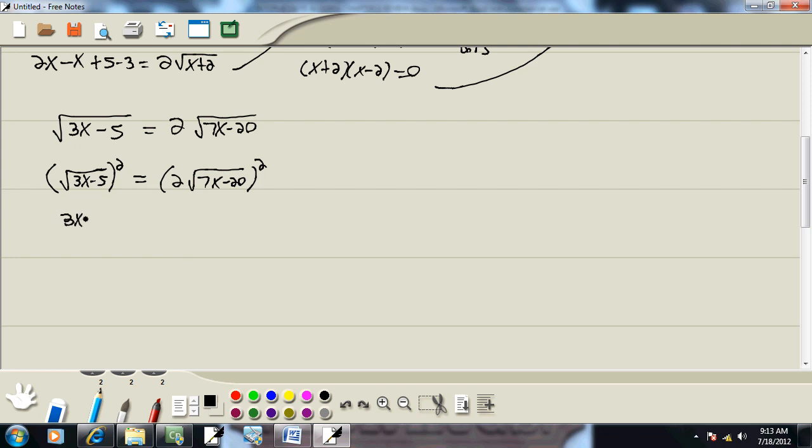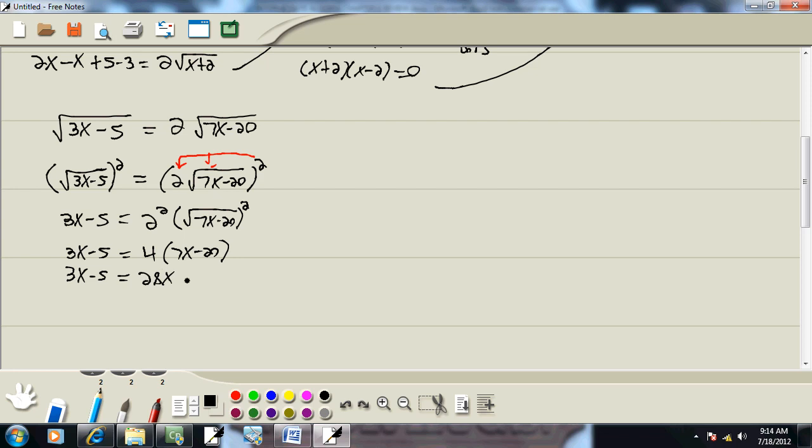And over on the left side, they cancel each other out and leaves us 3x minus 5. On the right side, since these are multiplied together, I can take both of them to the second power. So I'm going to take the 2 to the second power and the square root of 7x minus 20 to the second power. So we've got 3x minus 5. 2 squared is 4. When I raise this to the second power, they cancel each other out and leave us 7x minus 20. No more radicals, so now we solve for x. 4 times 7x is 28x. 4 times negative 20 is negative 80.